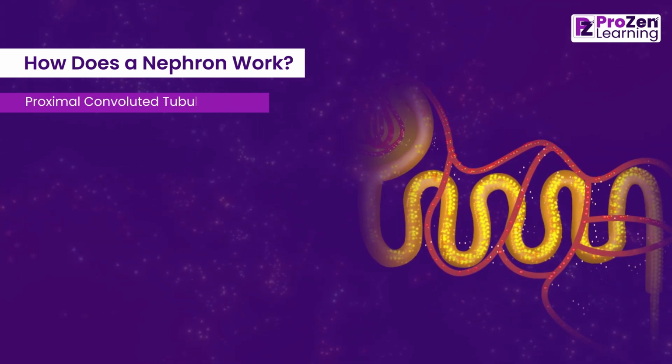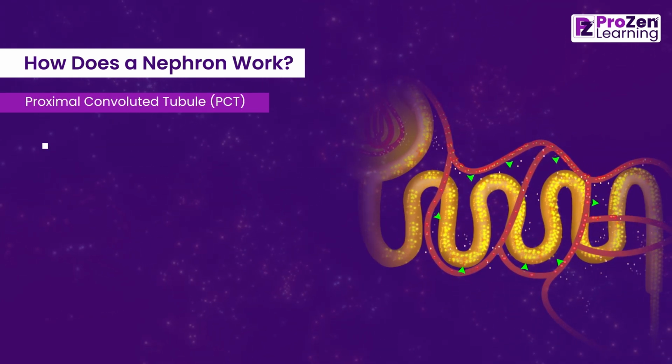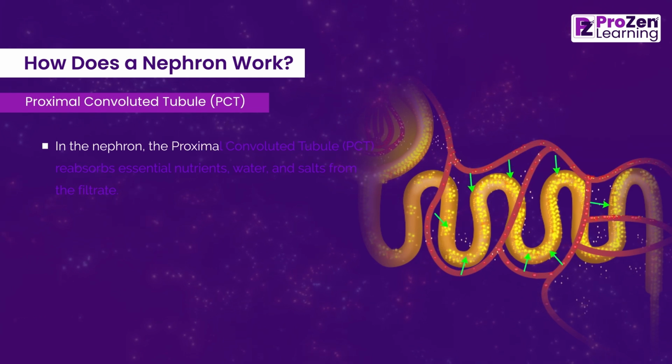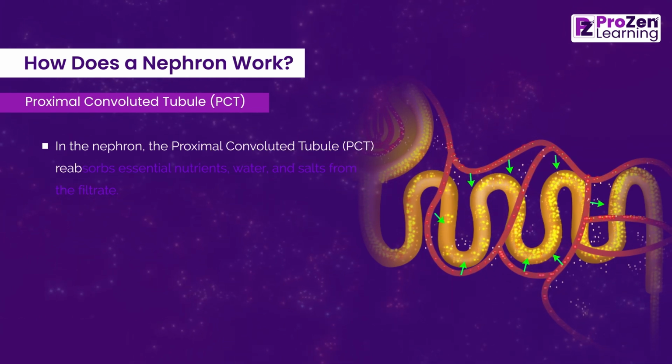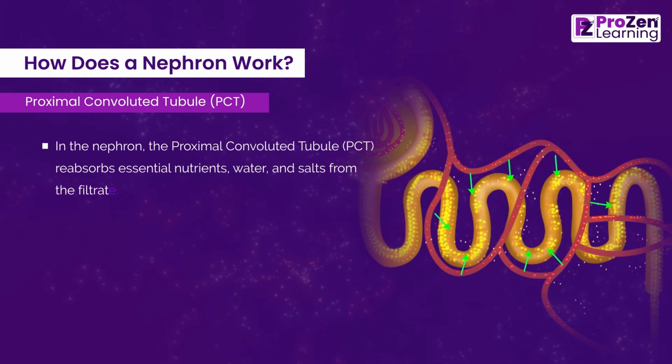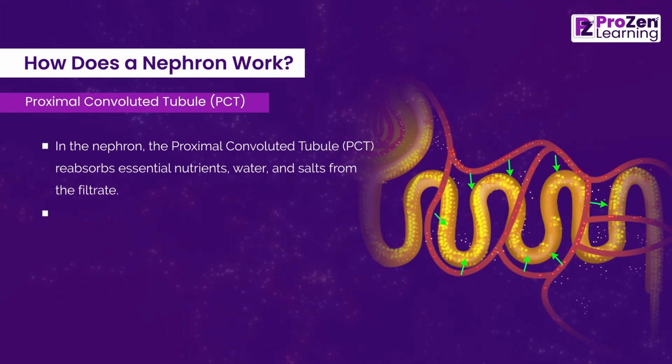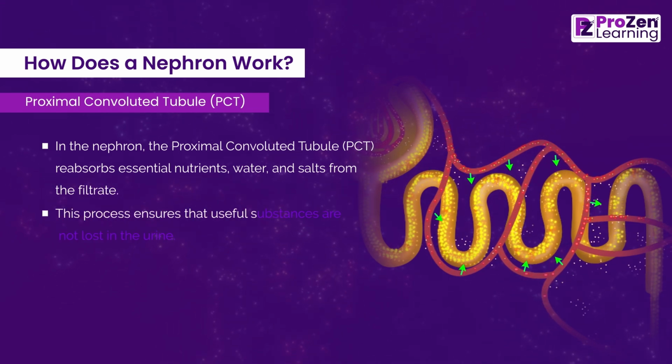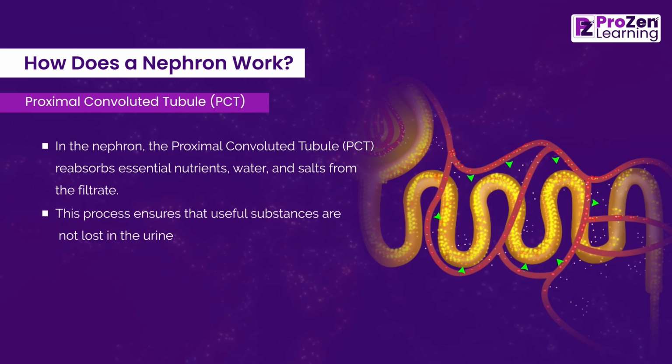Proximal convoluted tubule, cleaning stage 1. In the nephron, the proximal convoluted tubule reabsorbs essential nutrients, water, and salts from the filtrate back into the bloodstream. This ensures that useful substances are not lost in the urine.